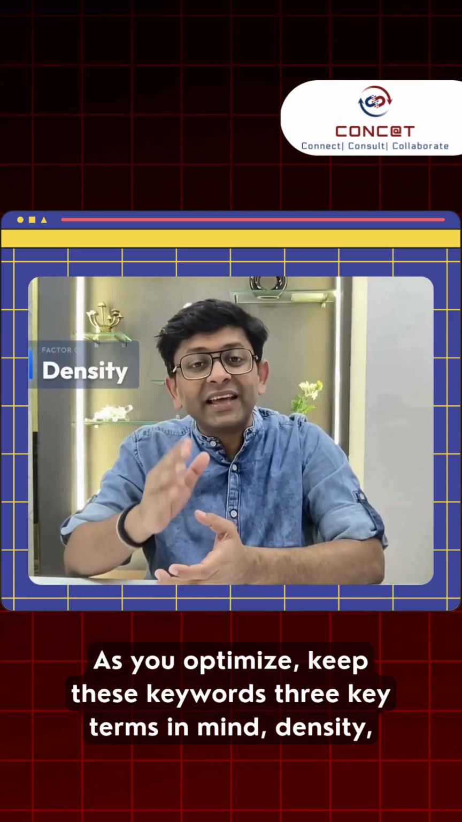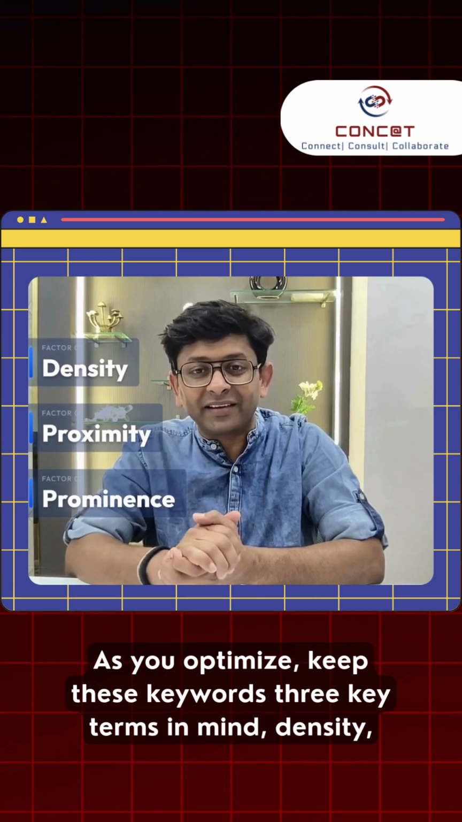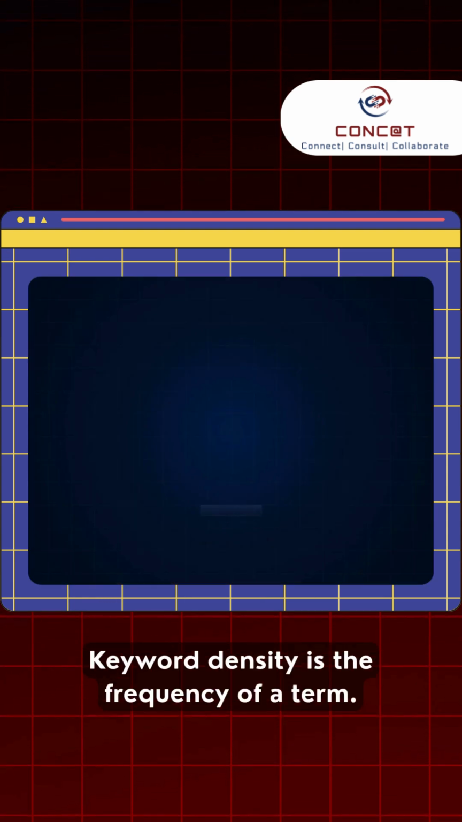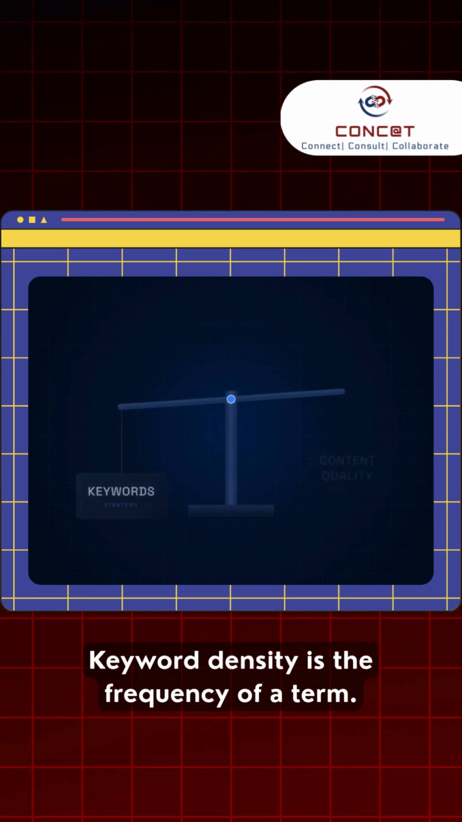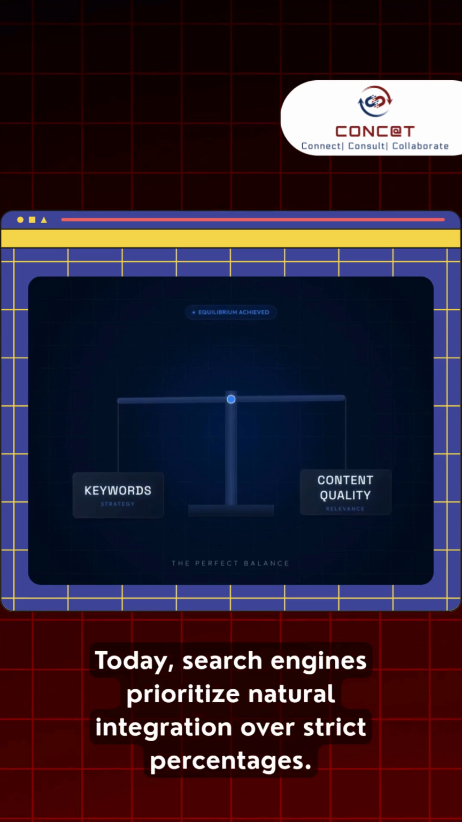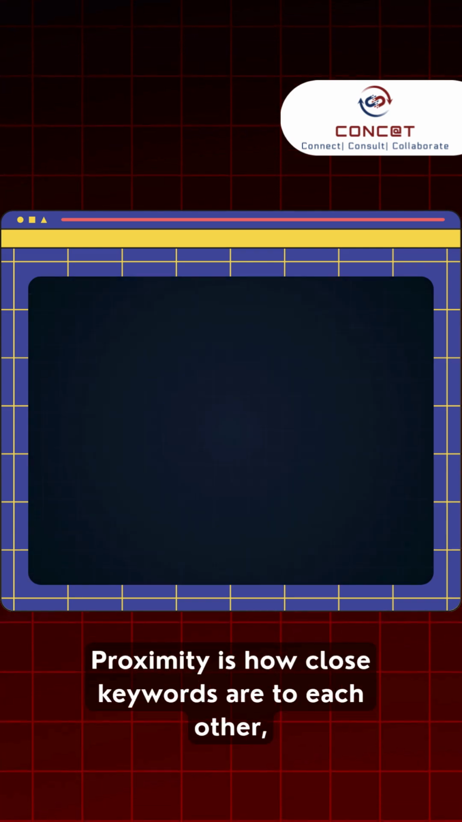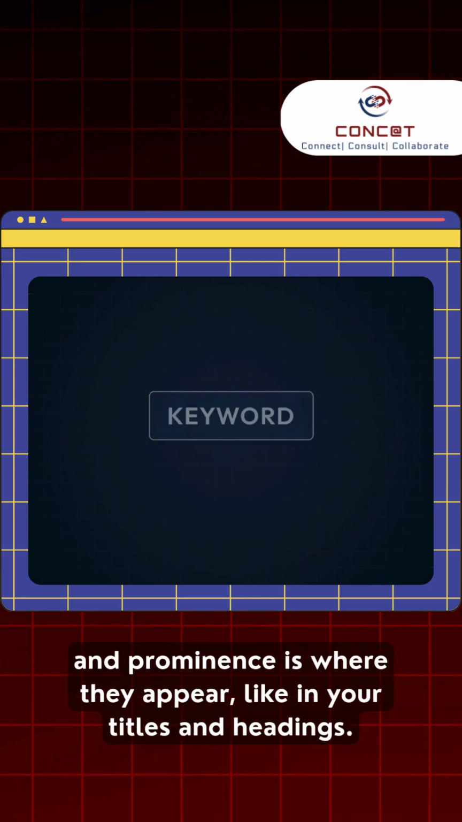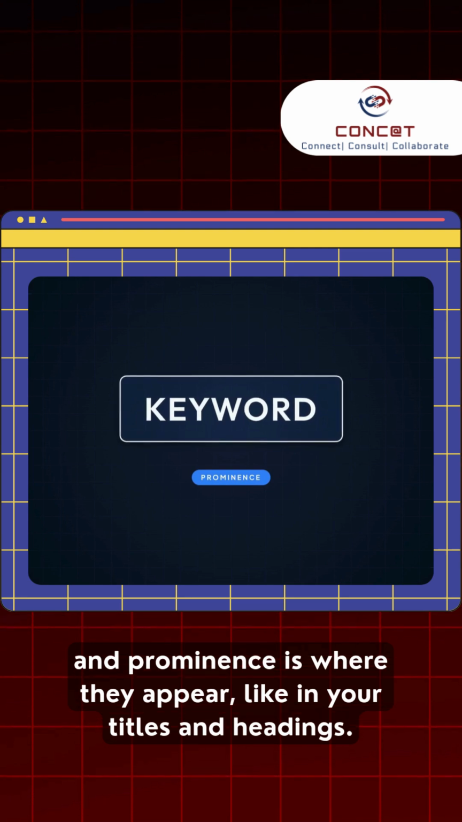As you optimize, keep these three key terms in mind: density, proximity, and prominence. Keyword density is the frequency of a term. Today, search engines prioritize natural integration over strict percentages. Proximity is how close keywords are to each other, and prominence is where they appear, like in your titles and headings.